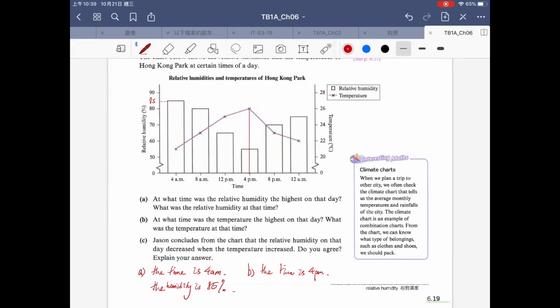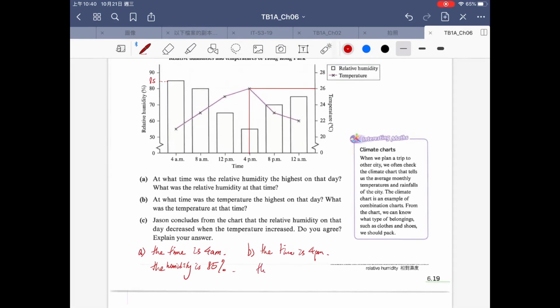However, you should read the vertical axis on the right hand side because the broken line is representing the temperature and temperature is on the right hand side. Remember, bar chart, humidity, and humidity is on the left hand side. Broken line graph is temperature, and the temperature is on the right hand side. So you should read the vertical axis on the right hand side. So the temperature is 26 degrees Celsius.